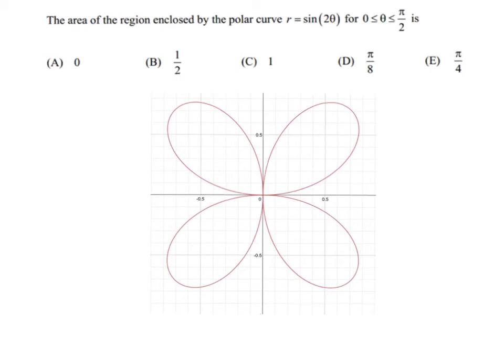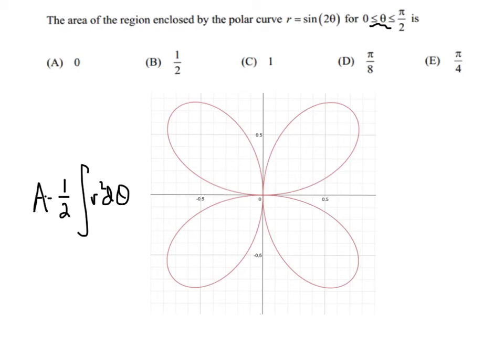Alright, this is slide number 2, the area of the region enclosed by the polar curve. Well, there we are. Now I've graphed the whole thing. And again, don't forget, area is 1/2 integral of r squared d theta. Now, the beauty of this one is they actually gave you the bounds.